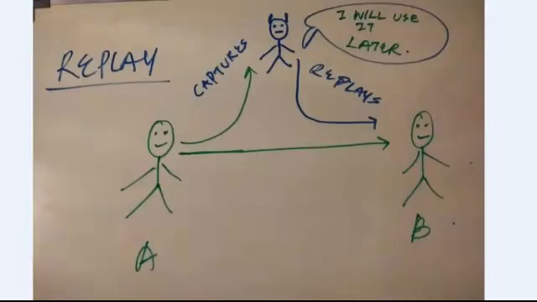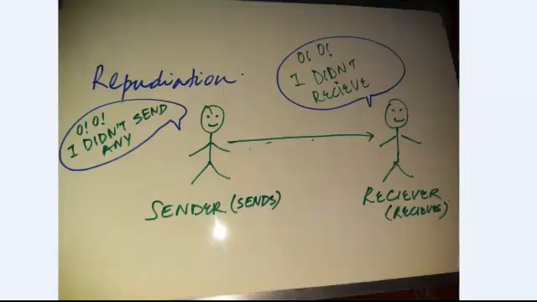Replay. Replay is simply capturing of data and then subsequently retransmitting it. As you can see, A sends some information to B and the attacker captures this information and then later on retransmits this information to B to benefit himself. And the last one from the second category is repudiation. In repudiation, the sender of information can later on deny that he sent any information. And similarly, the receiver can also deny the reception of information.